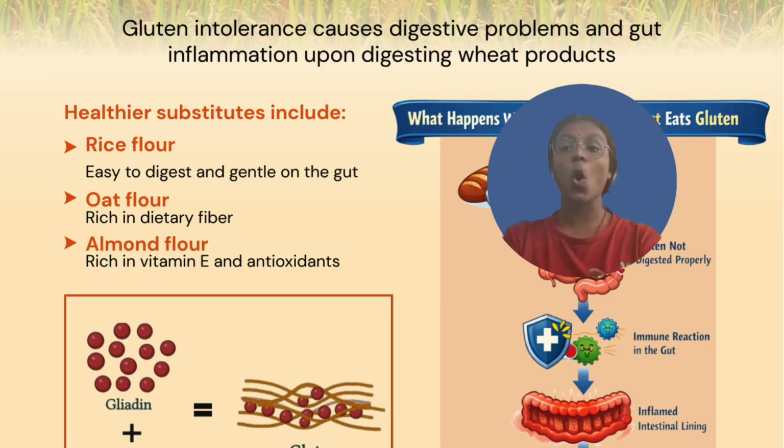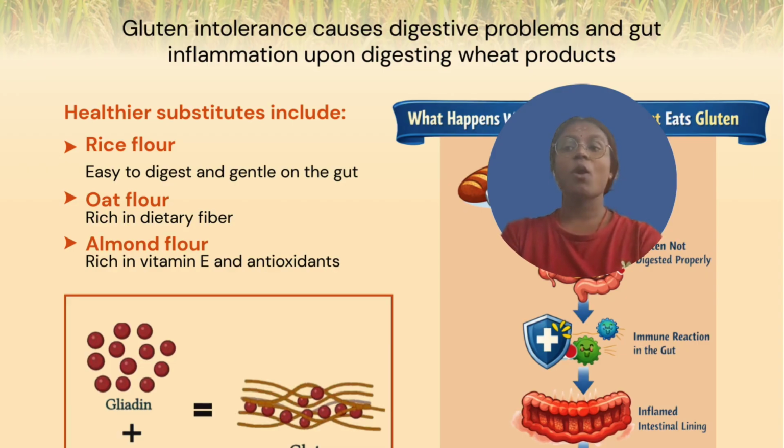Another option is oat flour, which is rich in dietary fiber, especially beta-glucan, and helps improve digestion and regulate our blood sugar. However, oats may be contaminated with gluten, so certified gluten-free oats should be chosen.